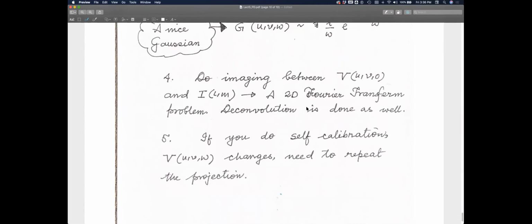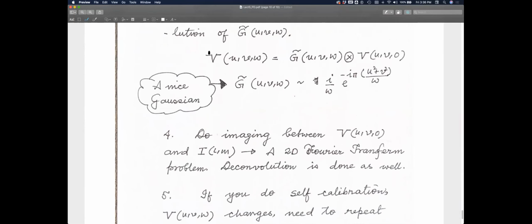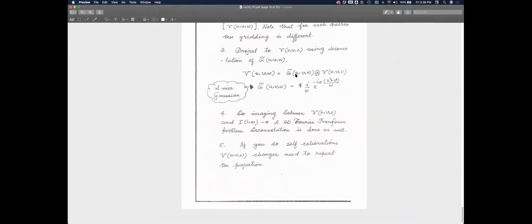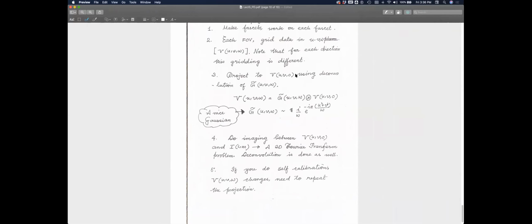And if you want to do self-calibration, remember that your visibility changes. So this changes every time you apply it again. You have to do all of this all over again. Well, so that is the basic idea of W projection.